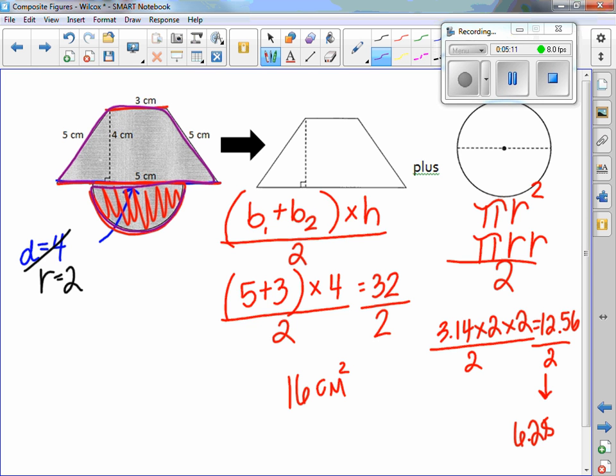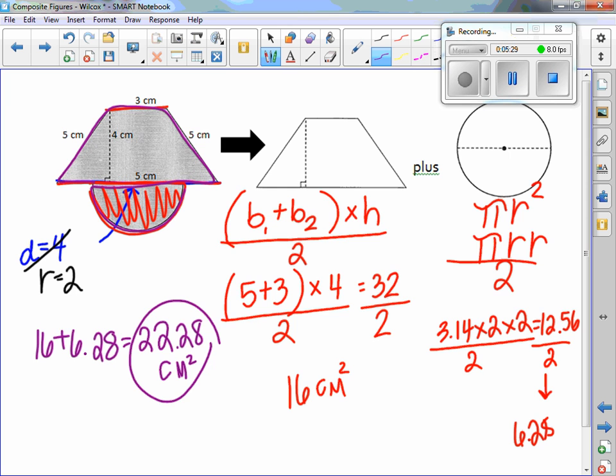Good. I'm going to take the area of my trapezoid, 16, plus the area of my half circle, 6.28, to give me the area of my composite figure, and that comes out to 22.28 centimeters squared.